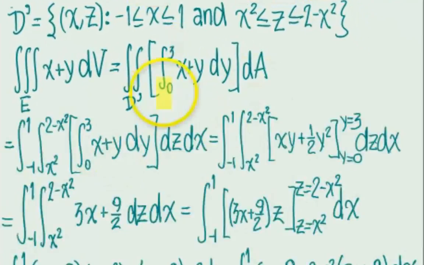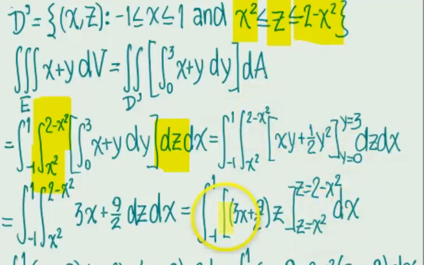Now the region D, notice that the z moves between x squared and 2 minus x squared, and that's what the second integral is going to be equal to. And the reason is because, remember, the functions go inside. And then the last one is going to be minus 1 to 1, the x's, where it's moving.